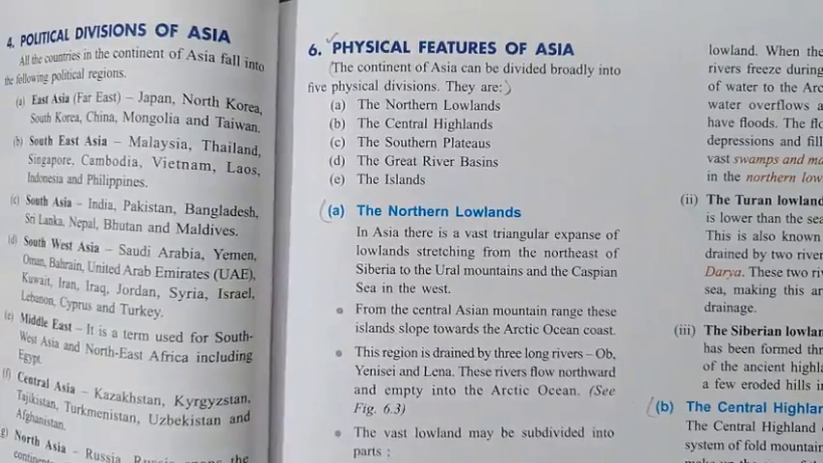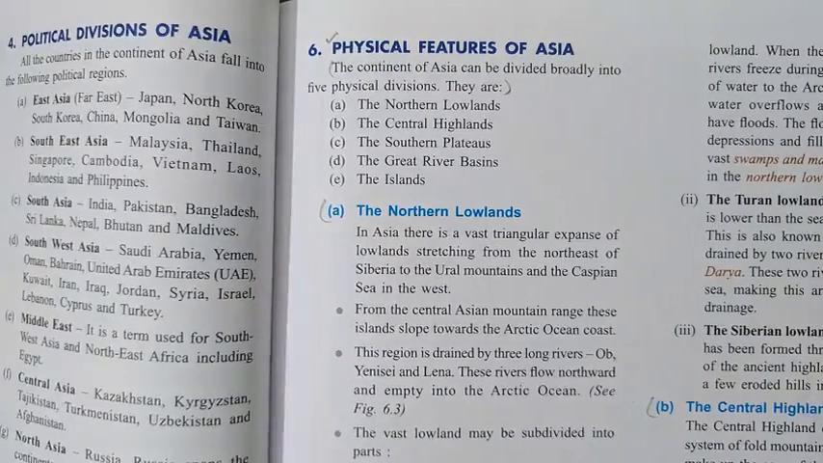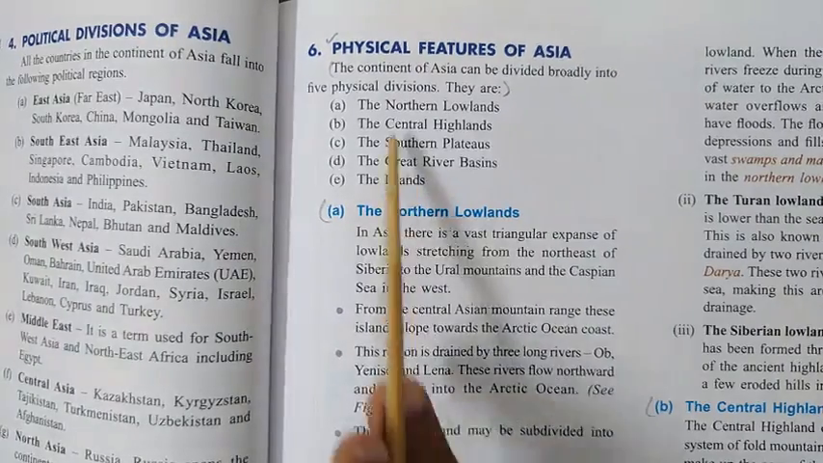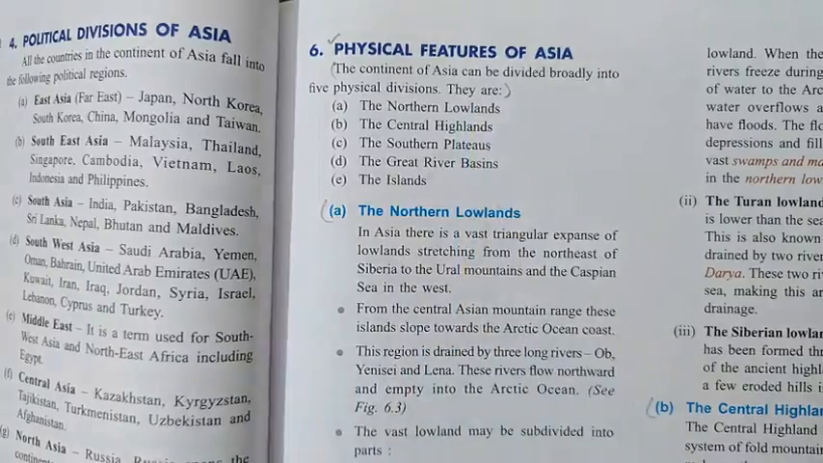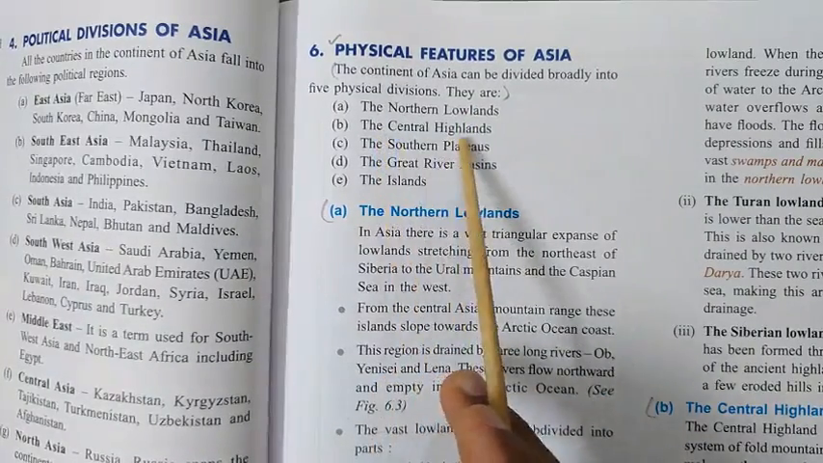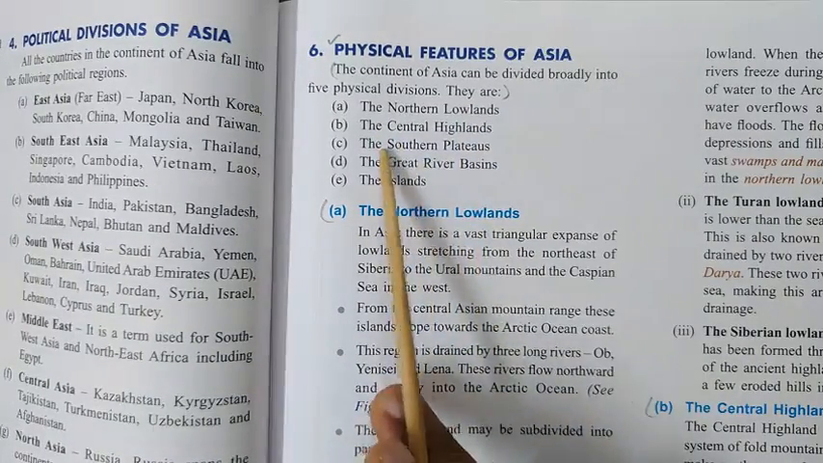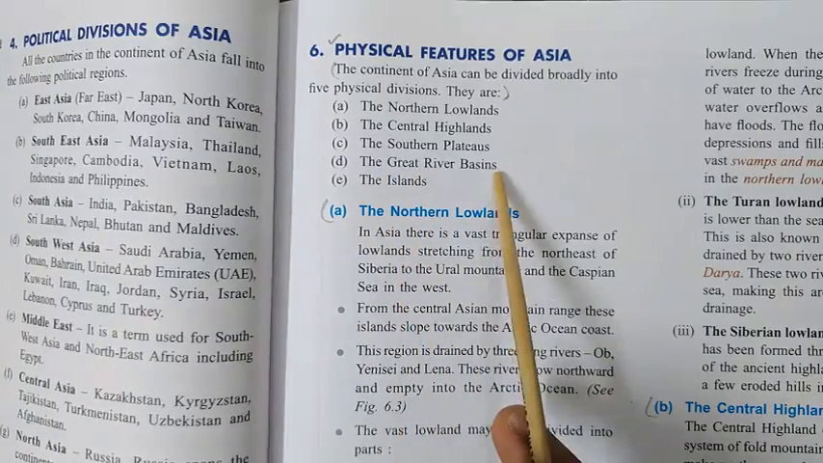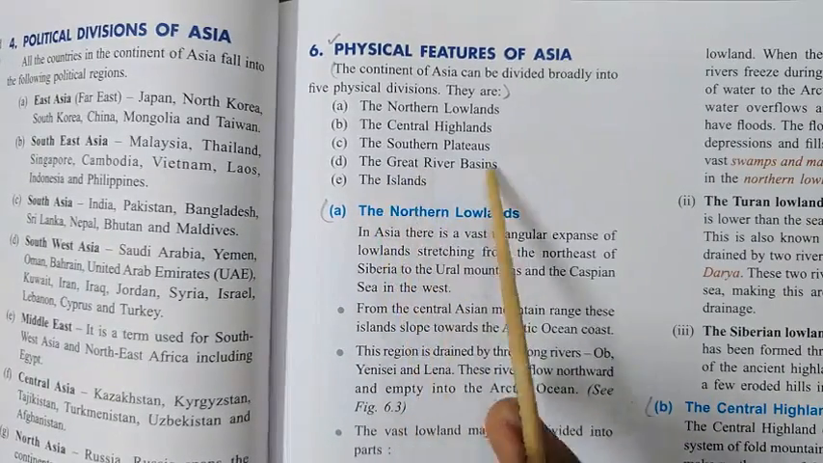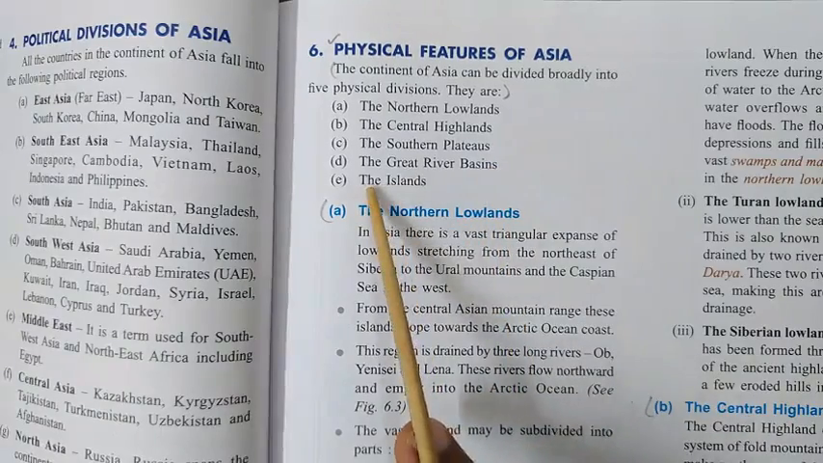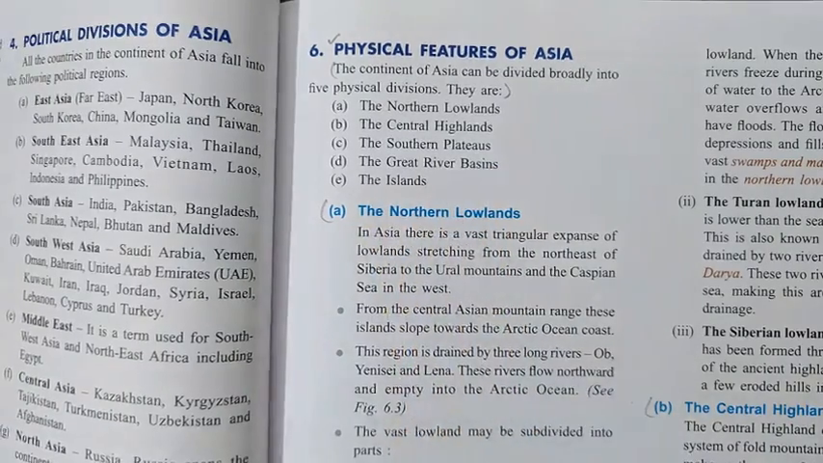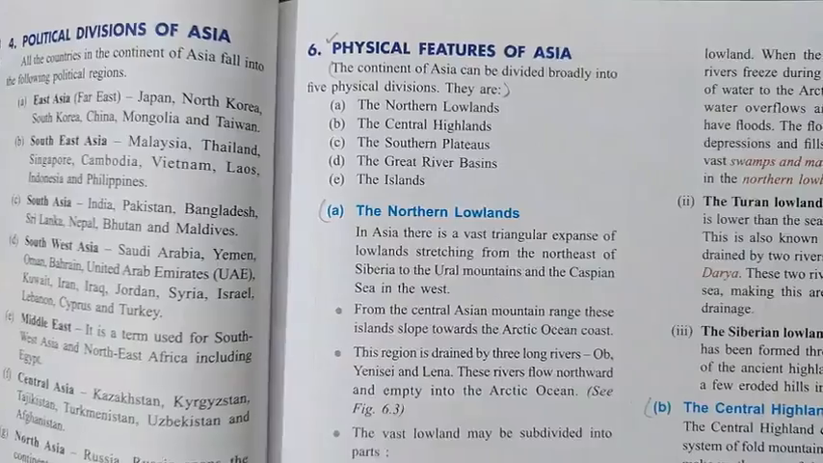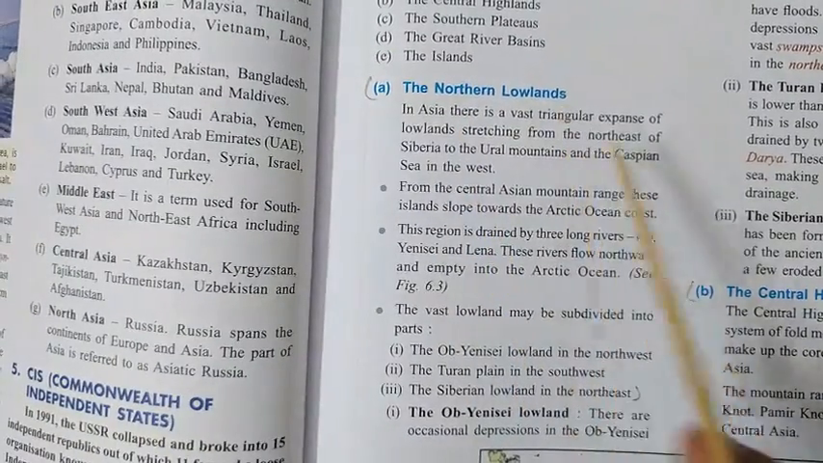The continent of Asia can be broadly divided into 5 physical divisions. Now what are they? The first is the northern lowlands, second is the central highland, the third is the southern plateau, the fourth is the great river plains. We are going to study river basins or river plains, and the fifth one is the important island groups. So first of all, let's see the northern lowlands.